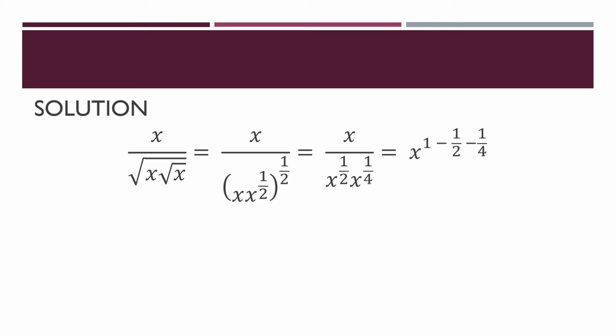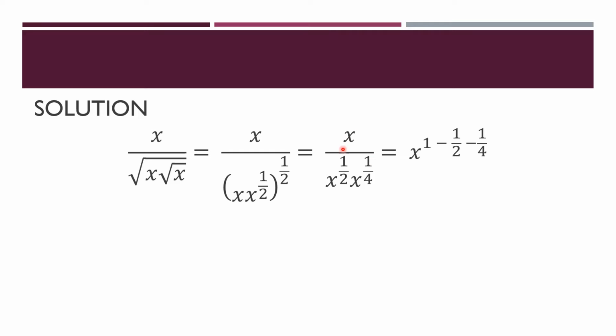In place of the square root sign, I'll be using the fractional power 1 over 2. So I have 1 over 2 outside the bracket, and for the second square root, I'm having 1 over 2 for this x. Opening the brackets, I have x raised to power 1 over 2, and then x raised to power 1 over 4. The 1 over 4 is a result of multiplying 1 over 2 by 1 over 2.